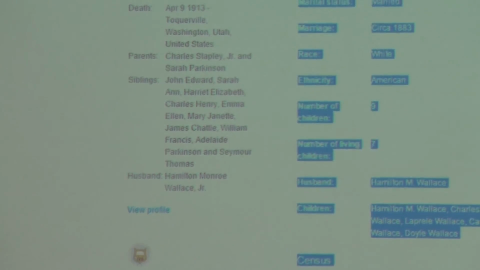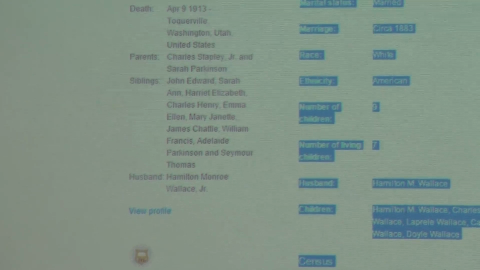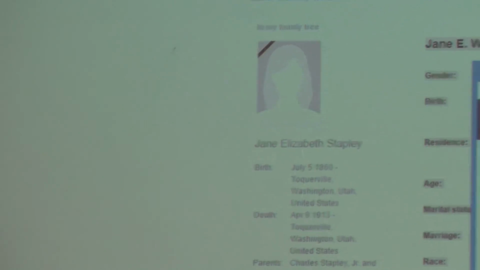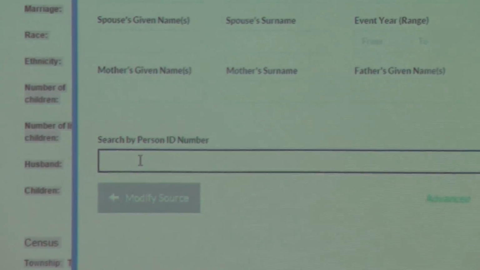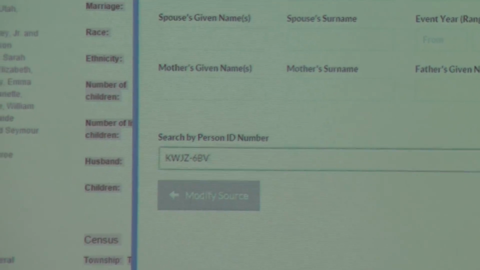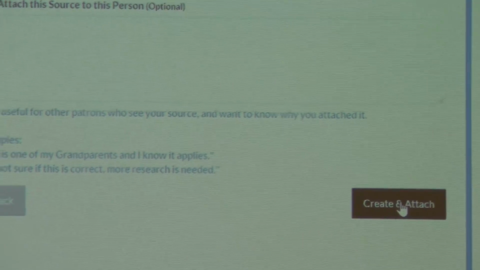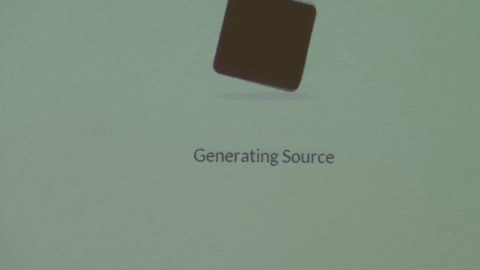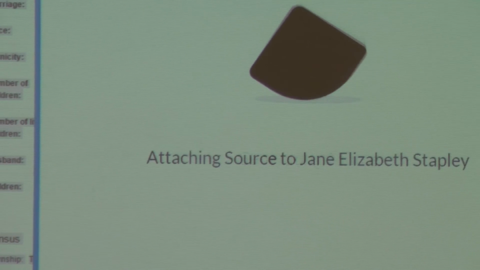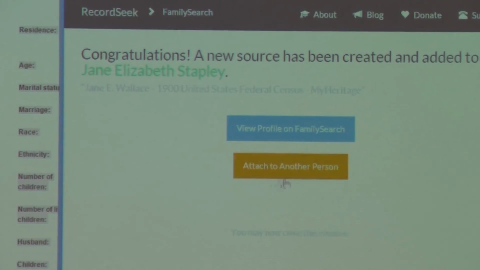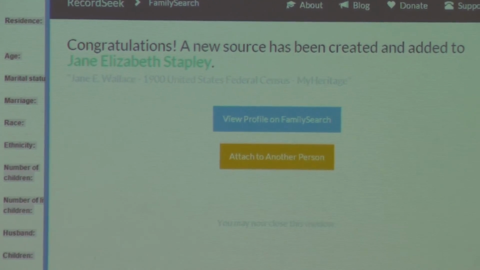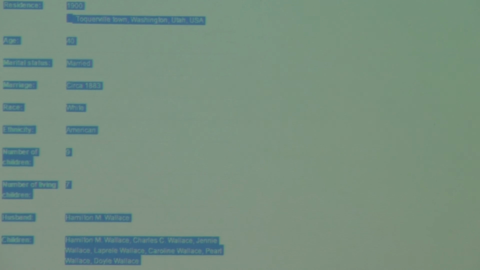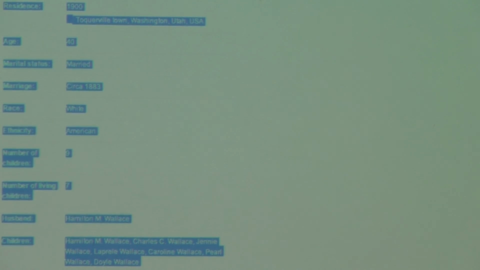No. That's not. Okay, we're back to RecordSeek. We're back to the source. We go to next. We put in her number. We hit next, and we create an attach, and then that record is then attached to her, and I could also attach it to everyone else who was listed in that record, which I won't do at the present time. Okay, so what does that do for us? We have just added a record.